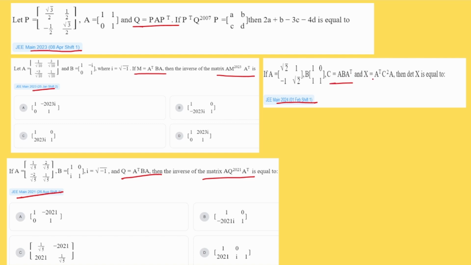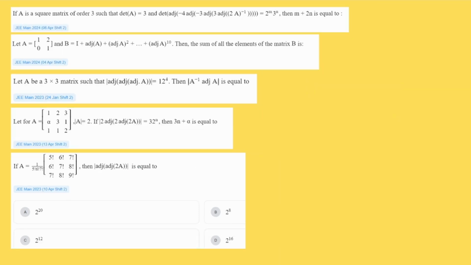And they've given X equal to A transpose C squared A. Here you need to find the value of C, and then you have to find the value of X, then you have to find the determinant of X, right? And this is a question related to the topic of finding the adjoint of the matrix, properties of adjoint of a matrix, right?